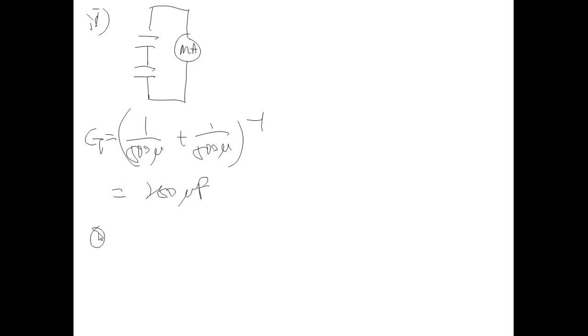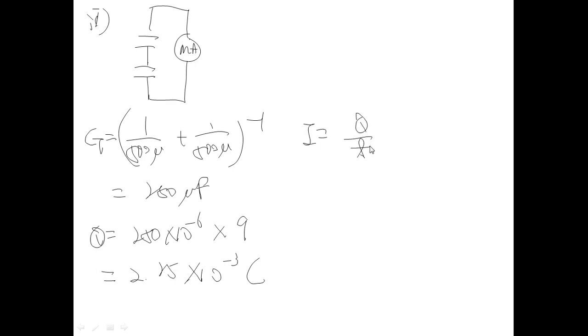Now my total charge between these two capacitors will be 250 times 10 to the power negative 6 times the potential difference of 9 volt, so I should have 2.25 times 10 to the power negative 3 coulomb. So finally my I is Q over T. By replacing, 2.25 times 10 to the power negative 3 divided by 1 over 50, I should have 113 milliampere.